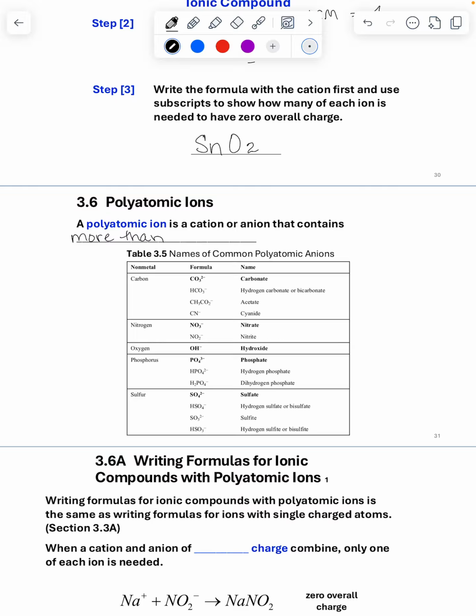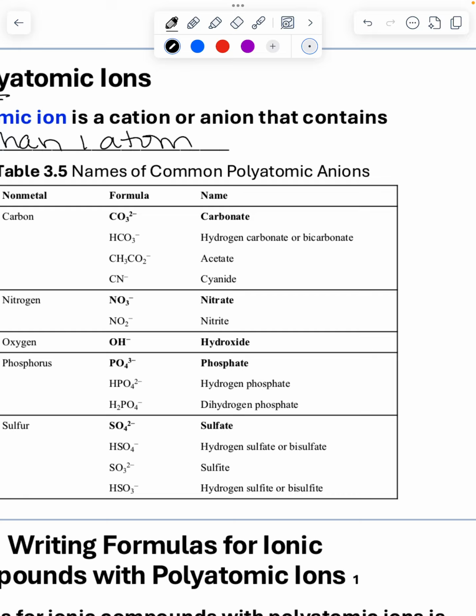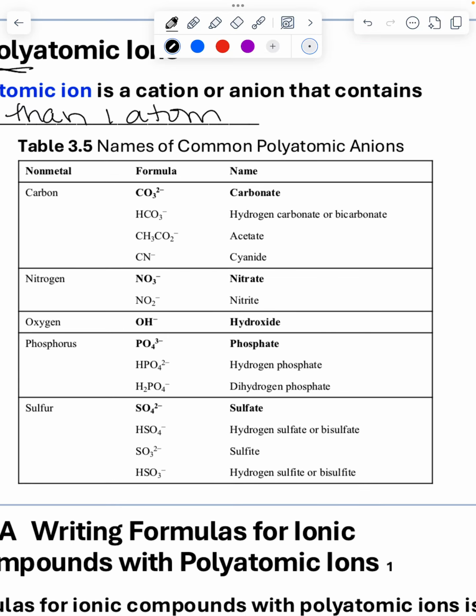And so that's why the name polyatomic, poly means many, many atoms. And so this chart gives you some of the more common polyatomic ions. Notice that each of them has a charge, and on this list, this is only a partial list, but in this list they're all negative charges.